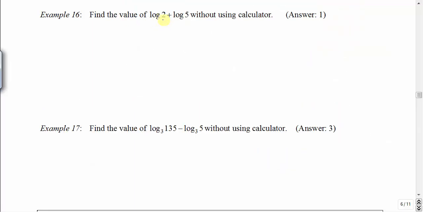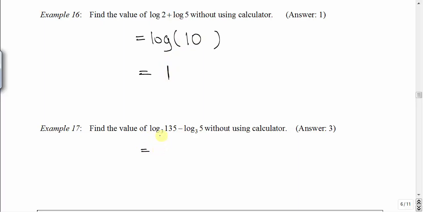We're going to find the addition of these two logs without using a calculator. So what we need to do is combine them into a single log first. A plus becomes a multiply. So 2 multiplied by 5 will give us 10. Now this is base 10 and this value is 10. So they are of the same value. The result will be a 1.